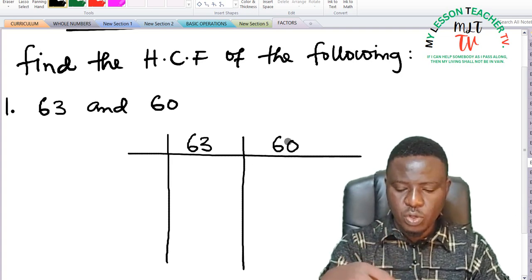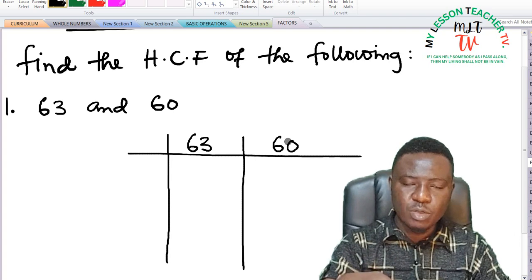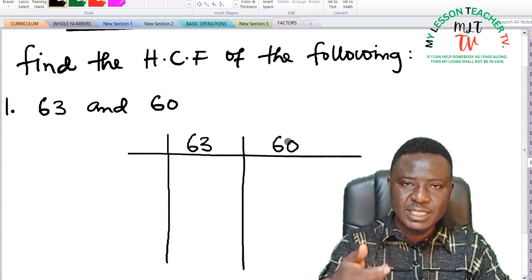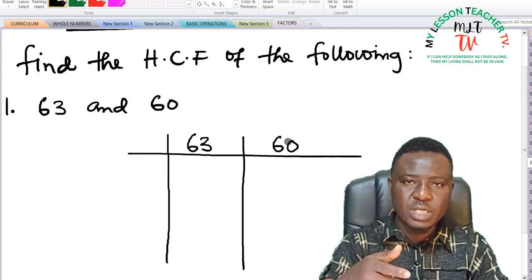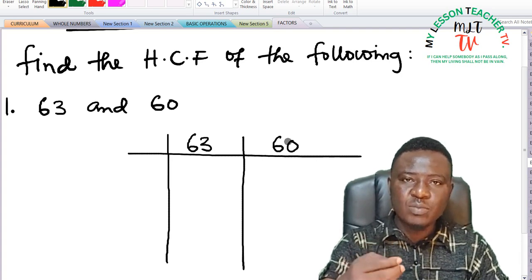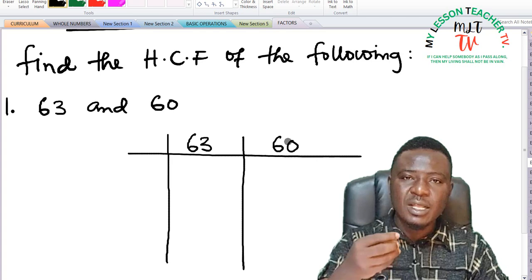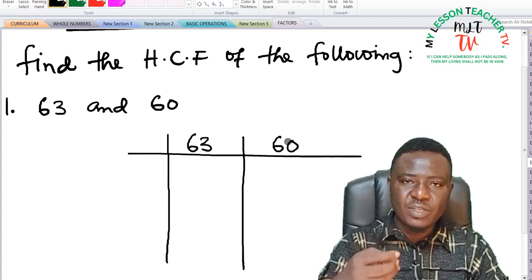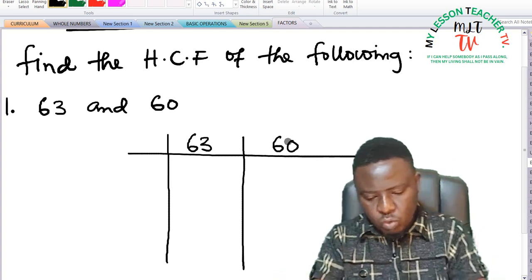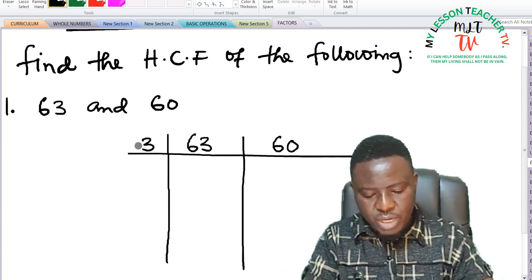How do I know? If you add up 6 plus 3, it gives you a multiple of 3, of which 6 plus 3 is 9, and 6 plus 0 is 6. 6 and 9, they are both multiples of 3. So we say 3 is divisible. 63 and 60 is divisible by 3. So I shall start with 3.